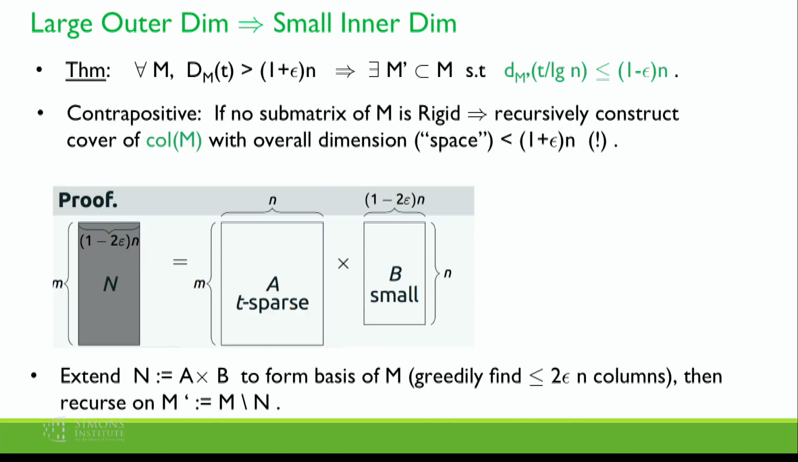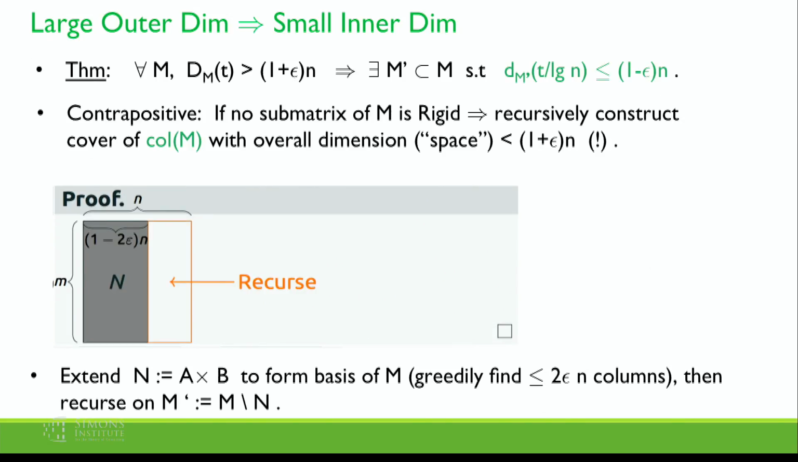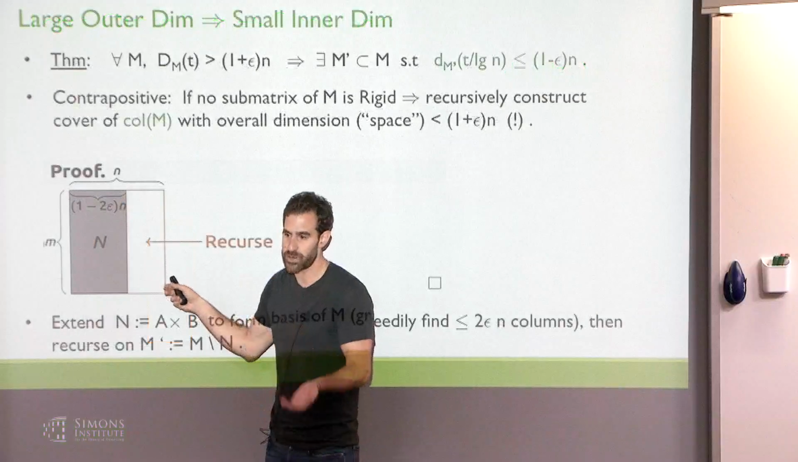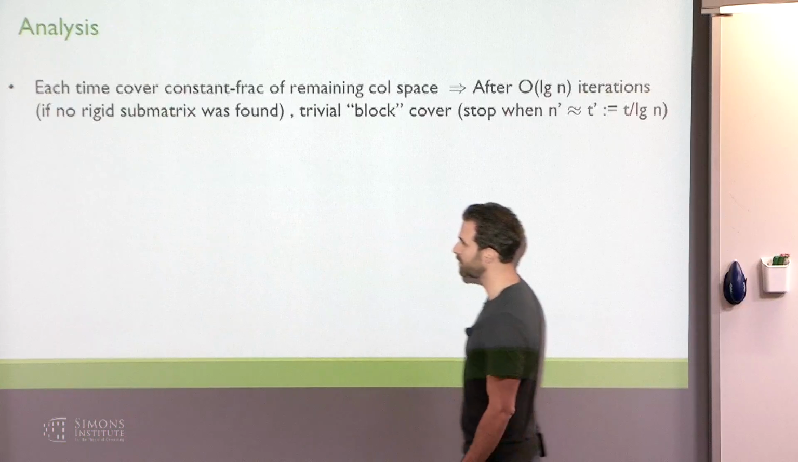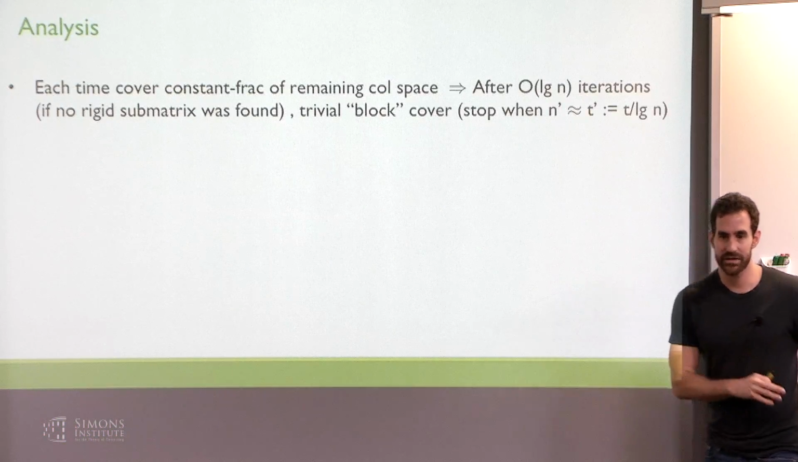And now what we can do is we can just extend this matrix that we found just greedily, right? Just greedily with epsilon n, 2 epsilon n columns to form a basis of the original M, and we just recurse on the remaining part. So I want to get to the next result.